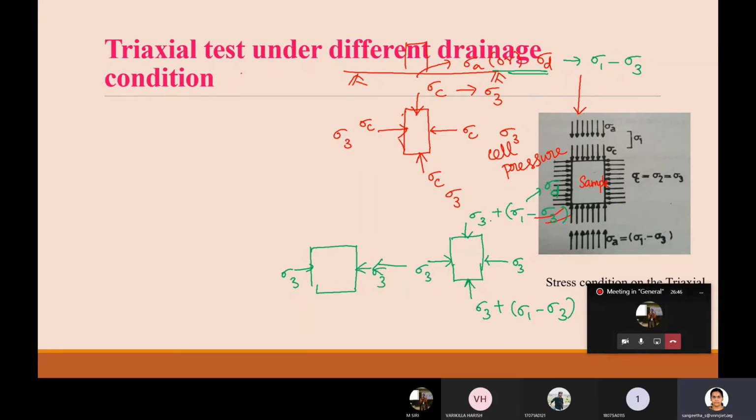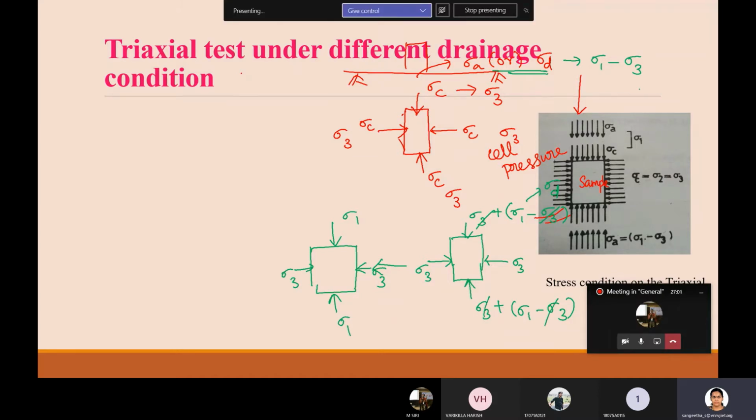So here plus sigma 3 is there, here minus sigma 3 is there. So both will get cancelled and you will get sigma 1 acting on your major principal plane. So plus sigma 3 minus sigma 3 cancel out. What you are actually applying is sigma C, the confining pressure, and then the deviator stress. The deviator stress is equivalent to sigma 1 minus sigma 3. Finally you will get this kind of stress condition.